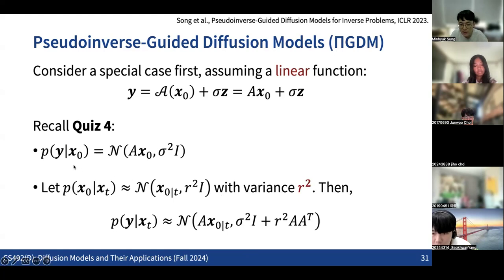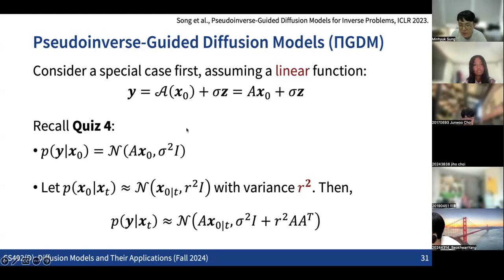So based on that, as we have seen in the previous quiz, when we have these two conditional distributions, y given x0 and x0 to xt, now we can see that the conditional distribution of y given xt can be modeled in this way. Does it make sense? So here, at the end, what we want to see is the conditional distribution of y given xt. And from the relationship from x to y here, the only information that we can get is the conditional distribution of y given not xt, but x0, right?